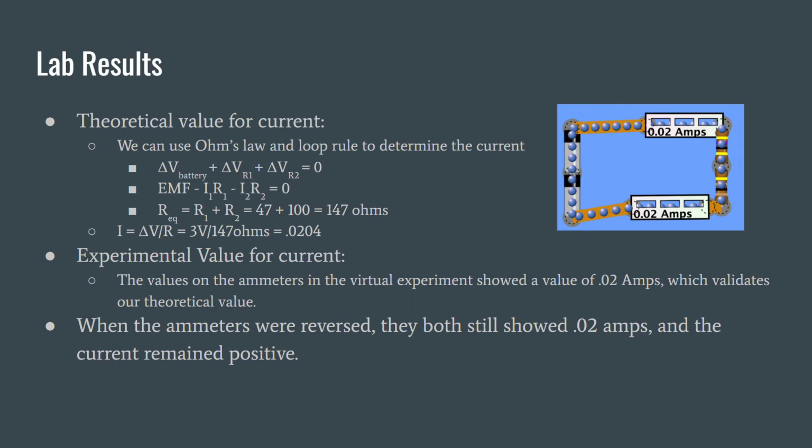The theoretical value for current we got was 0.0204. You can see the calculations used above the current right here. And you'll see that the experimental was also 0.02 amps. That validates our theoretical value. When the ammeters were reversed, they both still showed 0.02 amps, and the current remained positive.